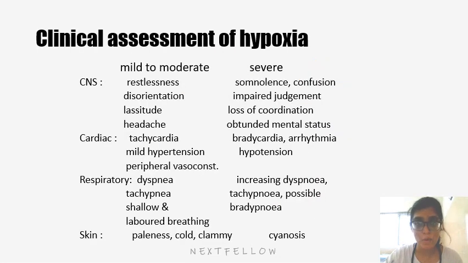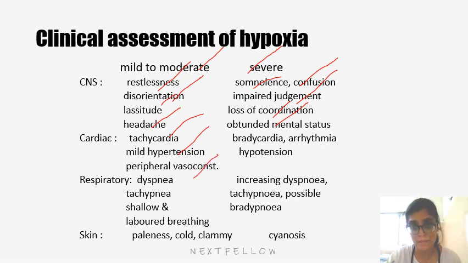Clinical assessment of hypoxia, mild to moderate and severe. In mild to moderate there will be restlessness, disorientation, lassitude, and headache, whereas in severe there will be somnolence, confusion, impaired judgment, loss of coordination, and obtunded mental status. Cardiac will have tachycardia, mild hypertension, and peripheral vasoconstriction, whereas in case of severe hypoxia there will be bradycardia, arrhythmia, and hypotension.